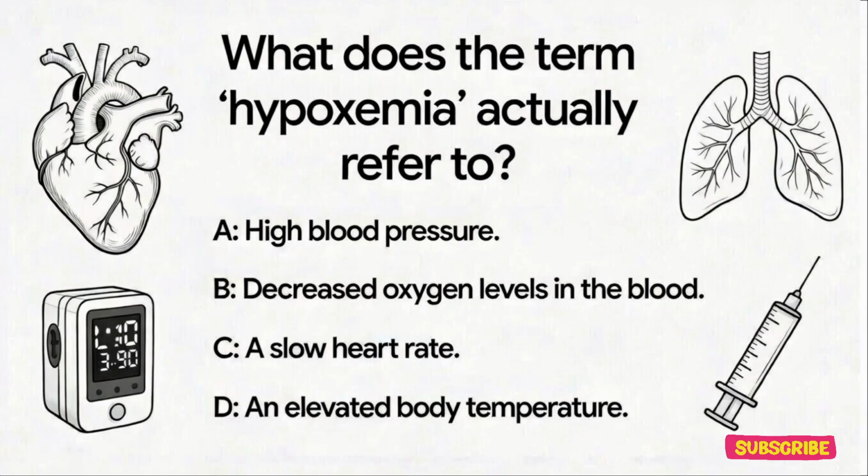All right, let's switch from the why to the what. A huge part of the job is knowing the lingo. So, what does the term hypoxemia actually refer to? Is it A, high blood pressure, B, decreased oxygen levels in the blood, C, a slow heart rate, or D, an elevated body temperature? Take a second to think.